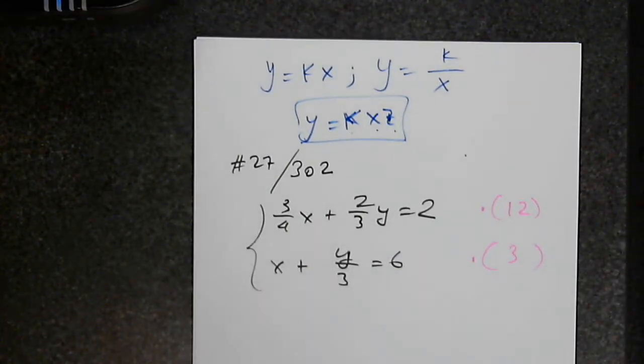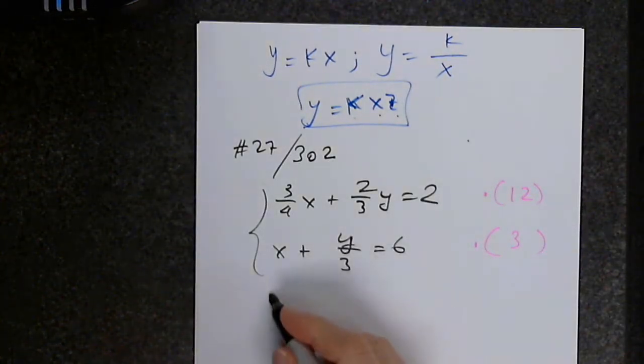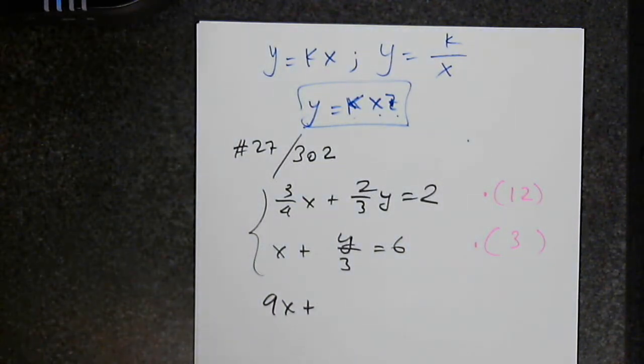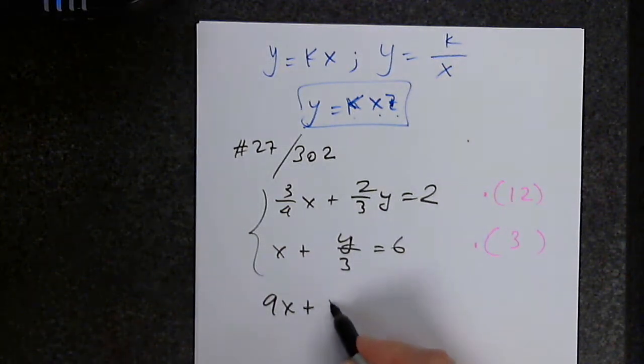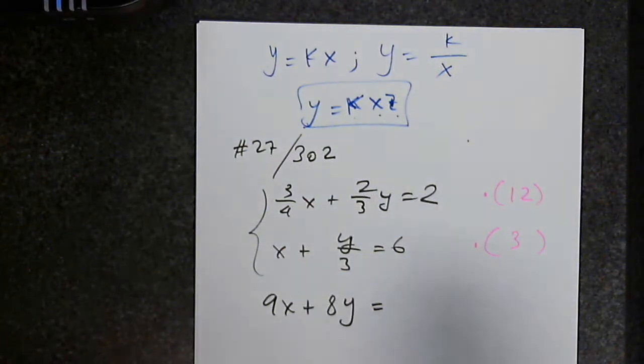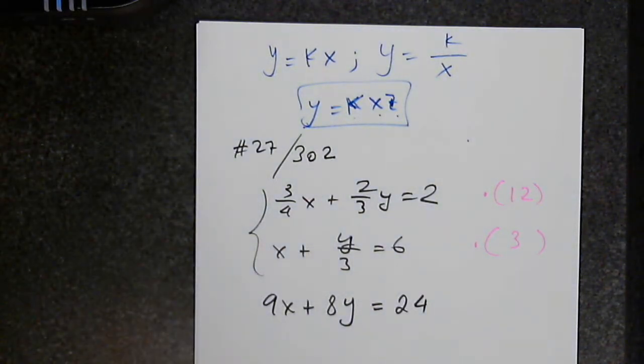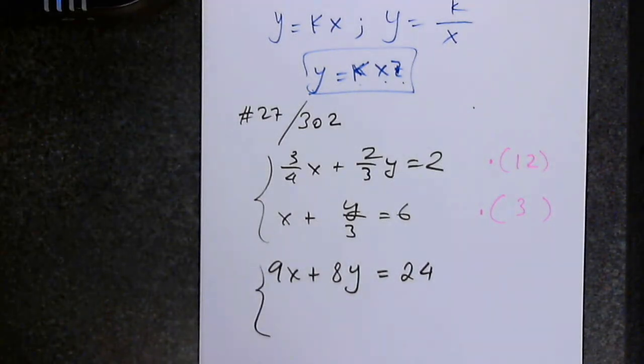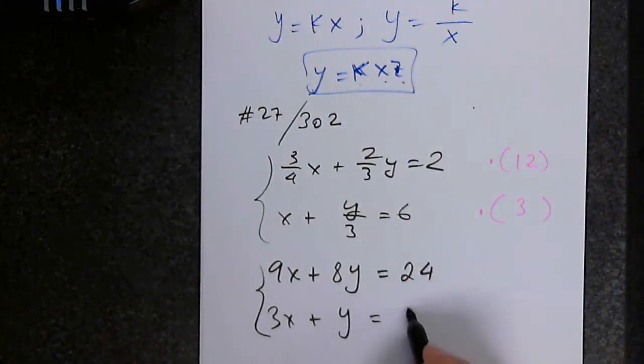Good. Excellent. So when I multiply 3/4 by 12/1, what do I get? Write it down. 3/4 times 12/1, and you'll give me the answer. 9x plus 2/3 times 12/1. 8. Very good. 8y. And 2 times 12 is 24. Good. Second one. Of course, 3x plus, very good, equals 18. Excellent.